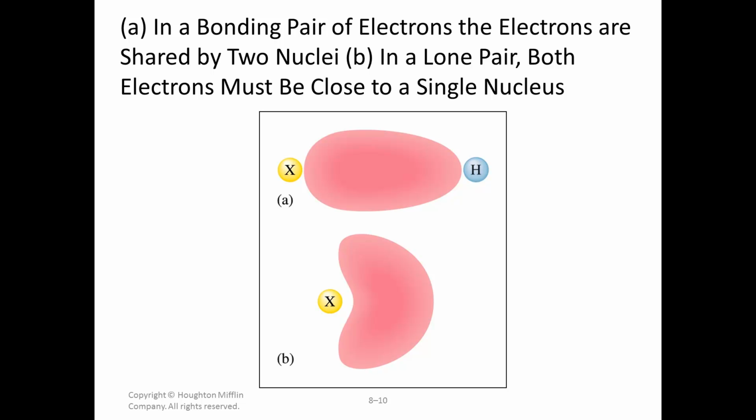The reason that we get this contracted bond angle in ammonia and in water is shown here. In figure A, we have bonding electrons between element X and hydrogen. The bonding electrons are shared between 2 nuclei, and so they're spread out. In figure B, element X has a lone pair of electrons which sit very close to element X. This causes any other electrons attached to element X to contract from normal bond angle.